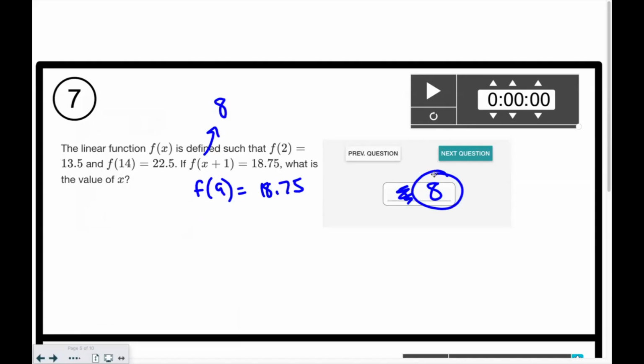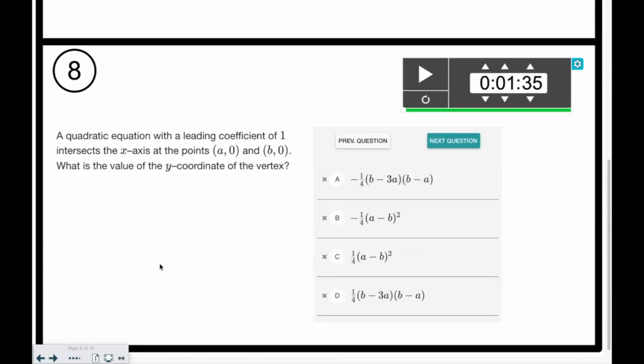So you can certainly do that by hand, but I really like the Desmos table for problems that just give you points and then you have to come up with the equation. I think it's faster. All right, let's keep going.